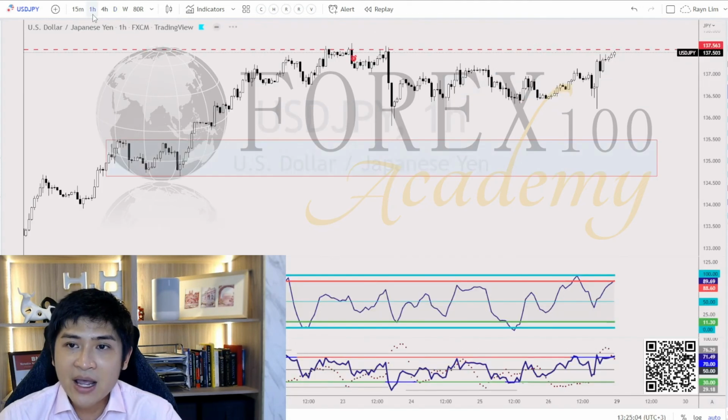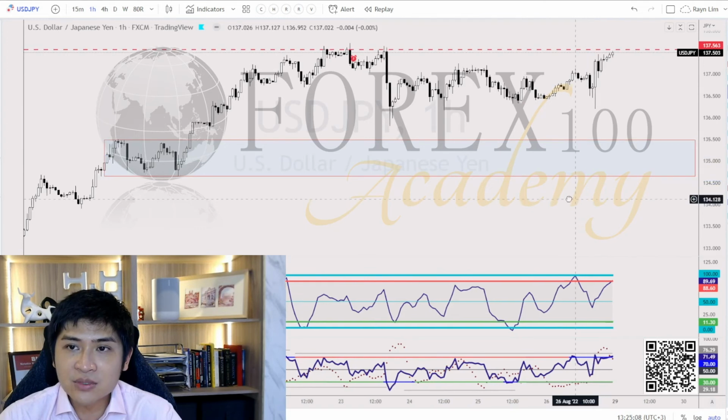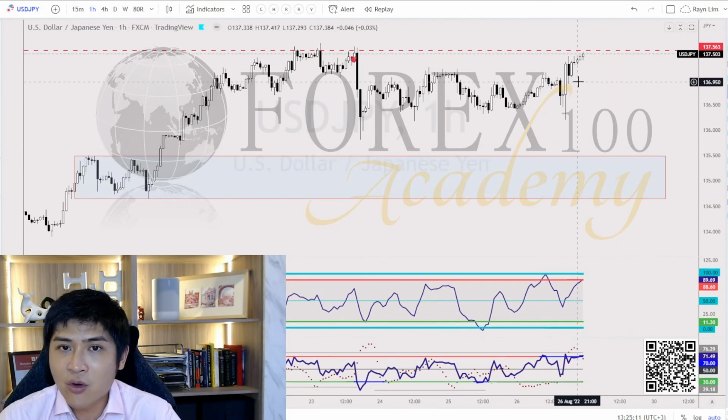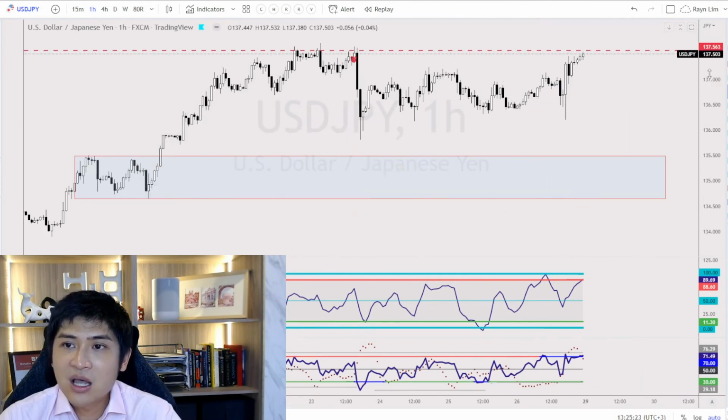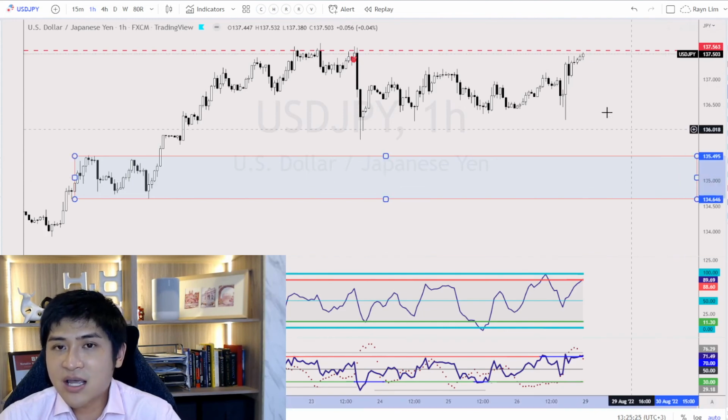And of course, to the 1 hour chart, nothing much for me over here in terms of trading strategy. You can wait for it to go above and close above this high over here, 137.72, and have a retracement back down within this cluster over here. That would be great. That's pretty much what I have for you today.